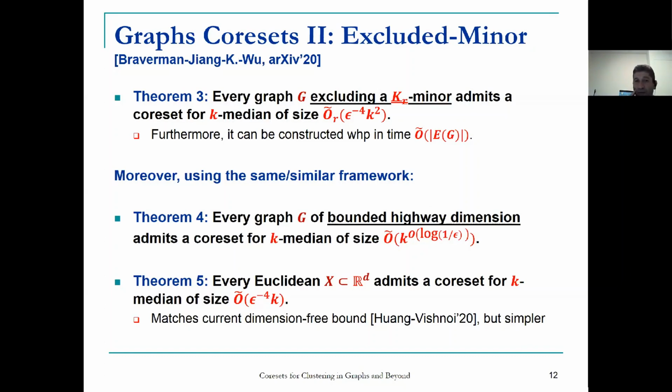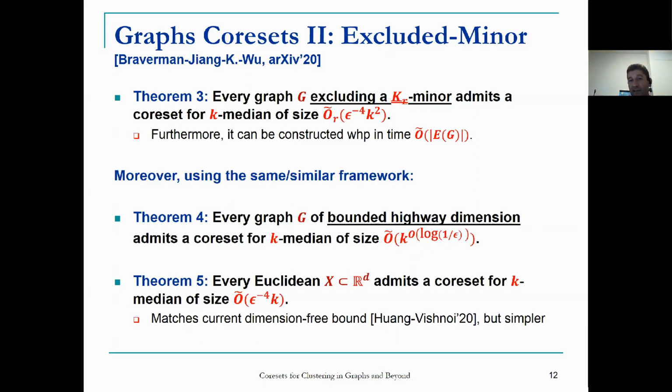And the fifth theorem, which is perhaps the most surprising, goes back to the Euclidean case. We designed this framework to solve planar graphs, but then we realized that it actually also works for the Euclidean case, which is what I started with, which was studied a lot, and for which there are very good results, mentioned here by Huang and Vishnoi, from very recently, Stock 2020. And what we can do using our framework is obtain a coreset whose size is again O tilde of epsilon to the -4 times k. It's very close to what you have in the theorem at the top, actually slightly better.